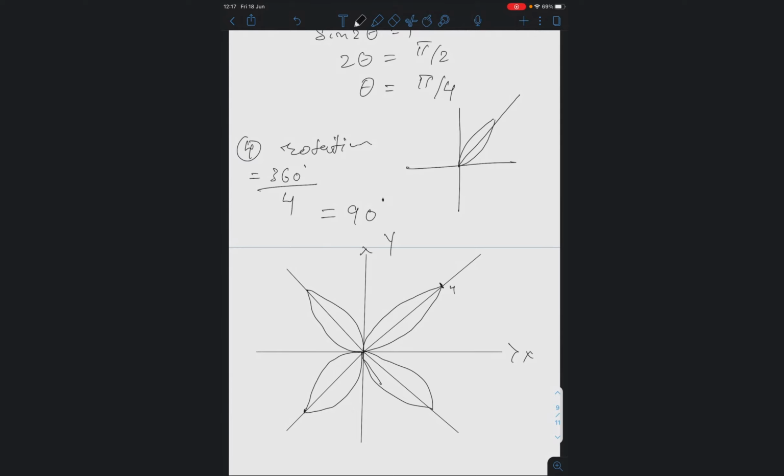Understood? So from here, this much is 45 and this much is again 45. So here on this line, you will have the next petal. Got it?